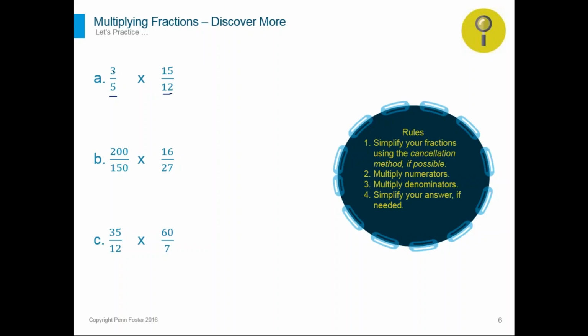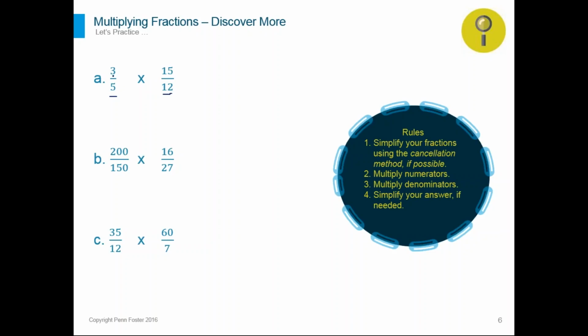So we're going to look at 3 over 5 times 15 over 12. The way we're going to check if we are able to use the cancellation method is to look at the top numbers and the bottom numbers. Are there any common factors between one number from the top and another one from the bottom? For example, 3 and 5. Do we have any common factors?